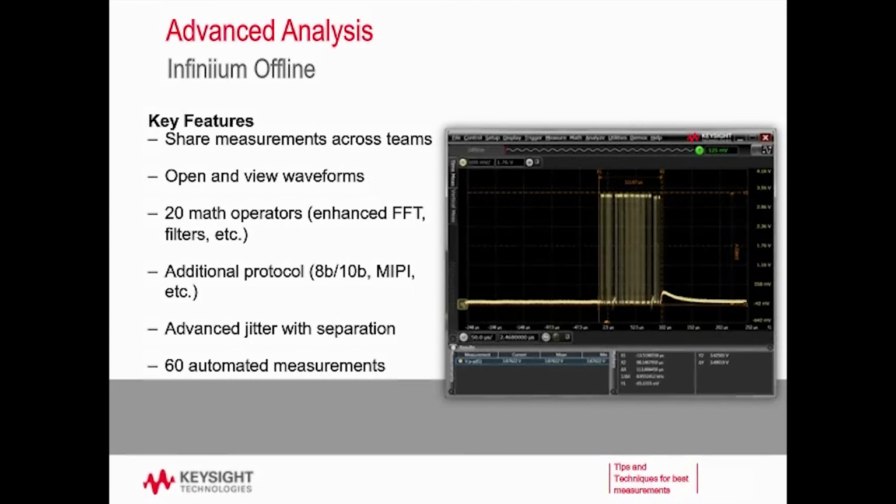So if I need to let my coworker know that there's a problem and it's probably something that they need to fix, I can just shoot the waveform over to them, and they can load it into Infiniium offline and see exactly what I'm seeing on my scope. You get some enhanced FFT capabilities. So we have FFT capabilities on the Infiniivision scopes. The Infiniium offline gives you a lot more enhanced FFT capabilities on your signals. So if you want to take a one-shot capture of a signal and do some advanced FFT analysis on it, maybe run the signal through some filters first, you could do that in Infiniium offline.